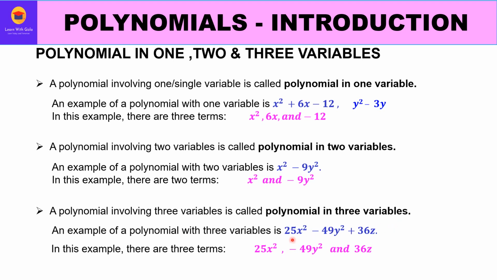For example, 25x square minus 49y square plus 36z. So over here we are using x, y, z. Three variables are used. Right. The three terms are 25x square, minus 49y square and 36z. These are the three terms which are used over here to make this polynomial.